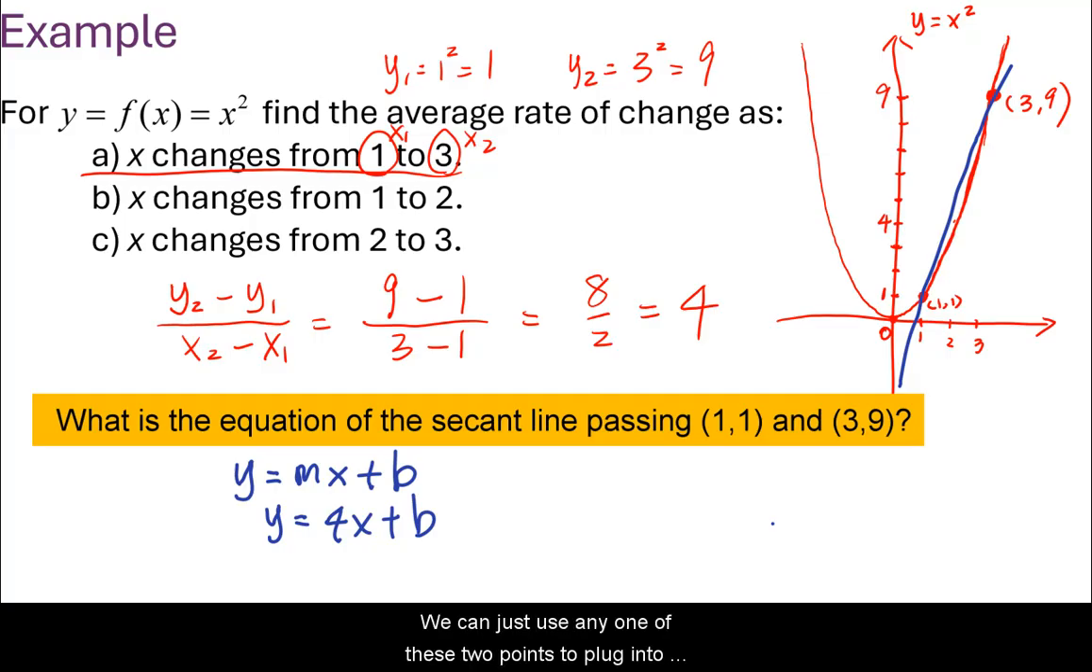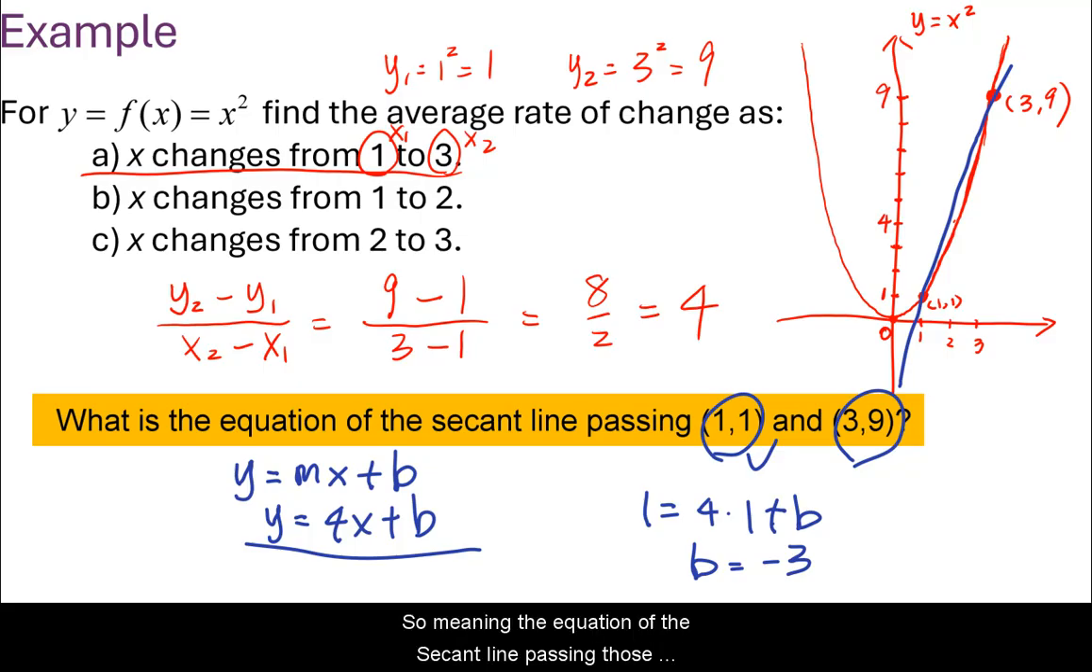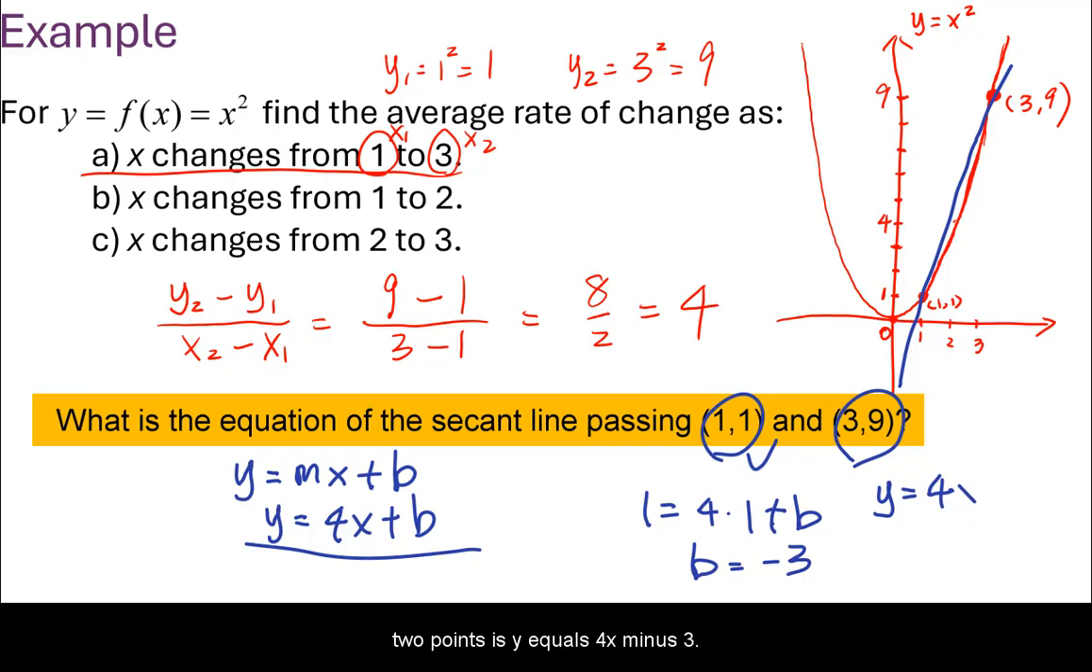We can just use any one of these 2 points to plug into the equation we have here to find b. I will choose 1, 1. That means I plug in 1 for x and 1 for y and solve for b. So you have 1 equals 4 times 1 plus b, which gives b equals negative 3. So the equation of the secant line passing those 2 points is y equals 4x minus 3.